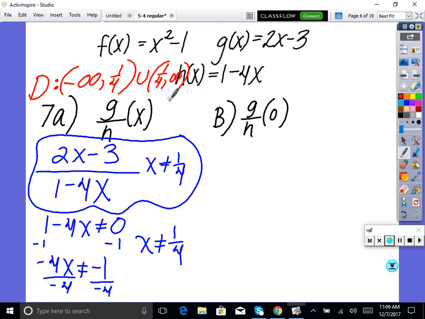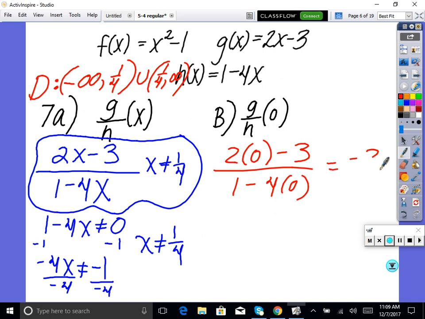G divided by H of 0. A lot of people will say, well, we can't plug in 0 because we can't divide by 0. But we already said this is our only restriction, so we can plug in 0, right? Okay, so here we go. G on top was, so we would have 2 times 0 minus 3. On bottom, 1 minus 4 times 0. Good, so on top we have a -3, correct? On bottom we have a 1. So yep, your final answer would be -3 over here. Go ahead and finish up that section.